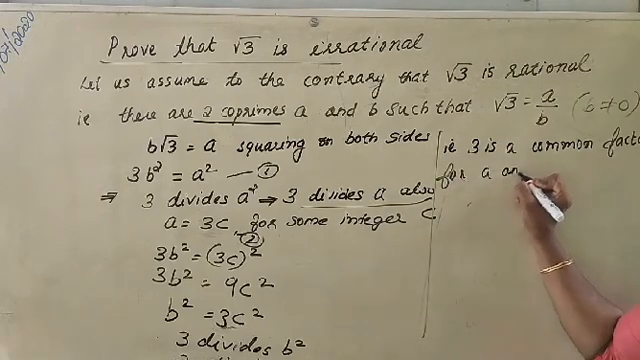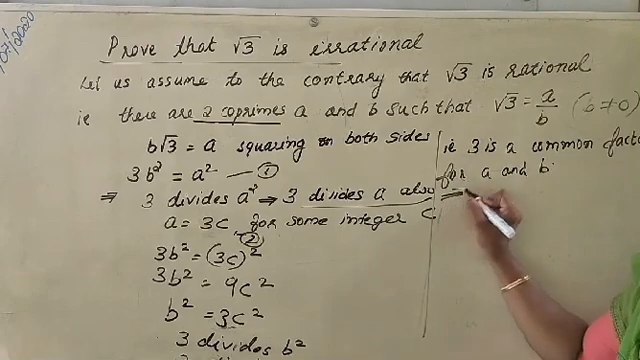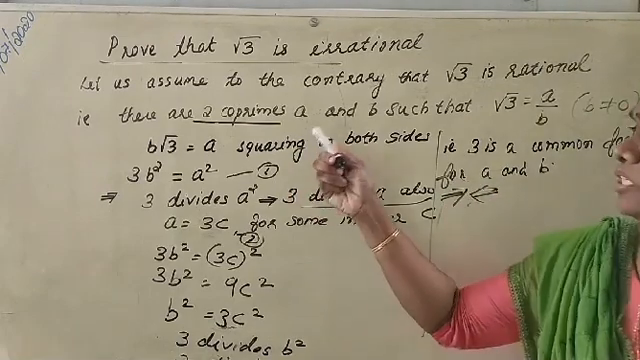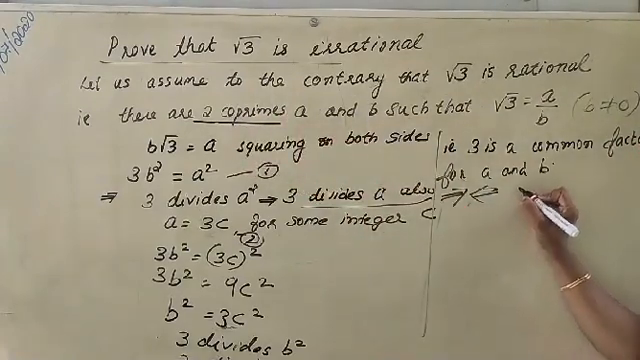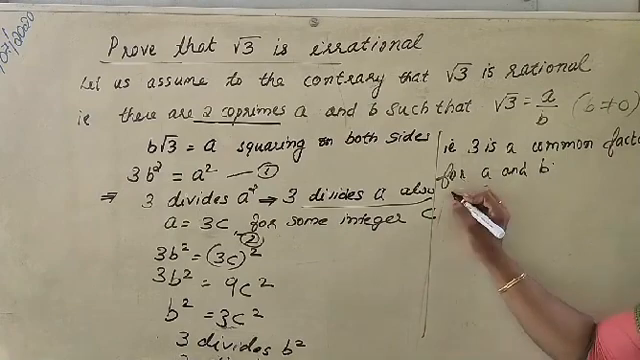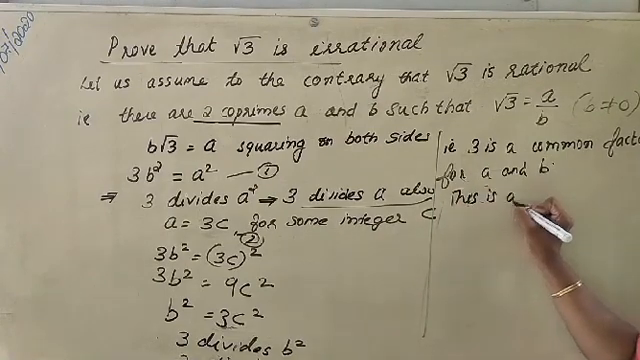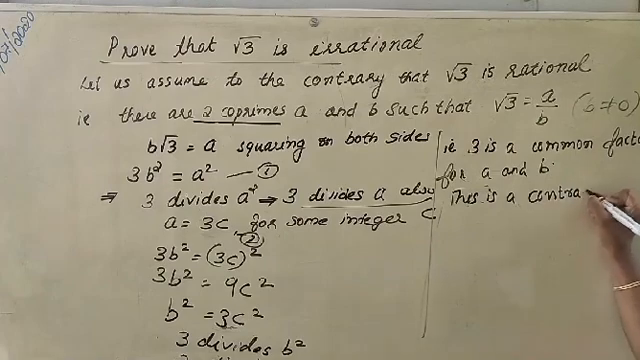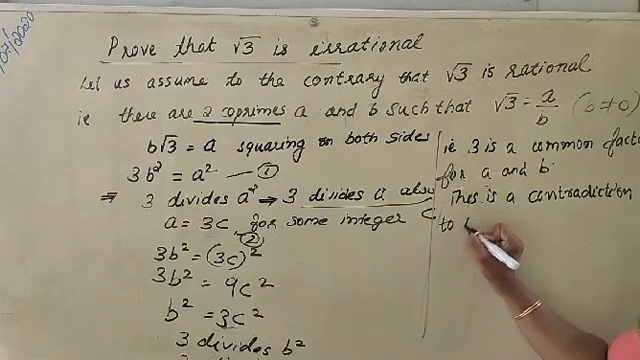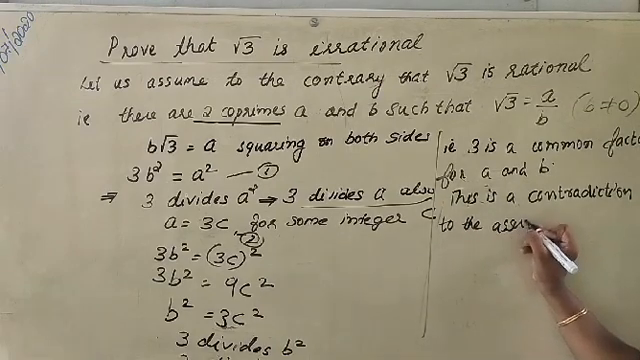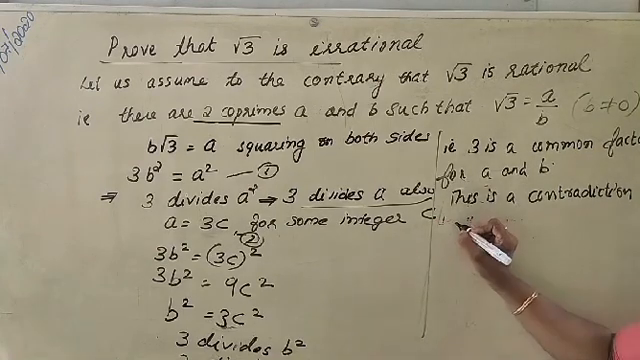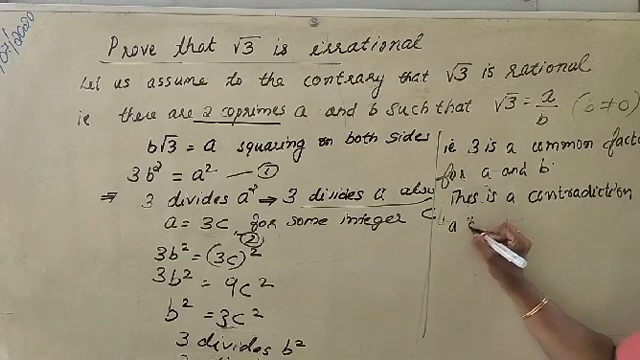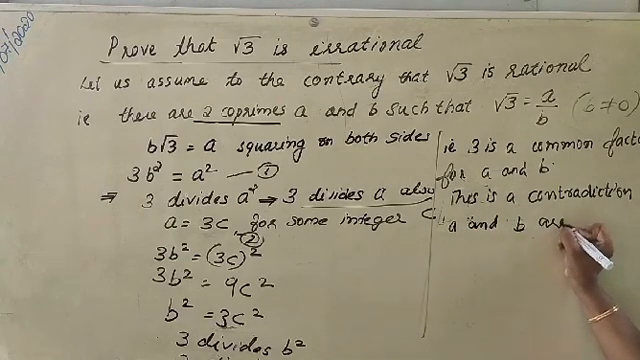This is a contradiction to the assumption that A and B are co-prime. We have to write this is a contradiction to the assumption. Contradiction means opposite. What is our assumption? That A and B are co-primes.